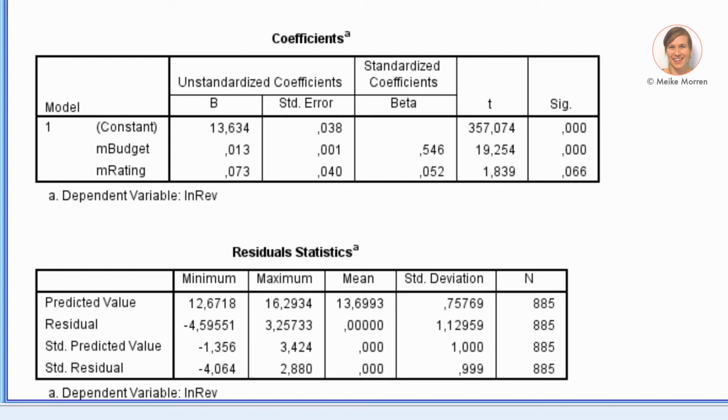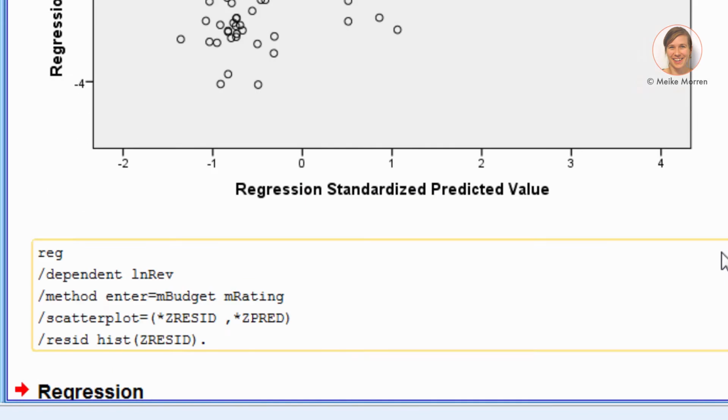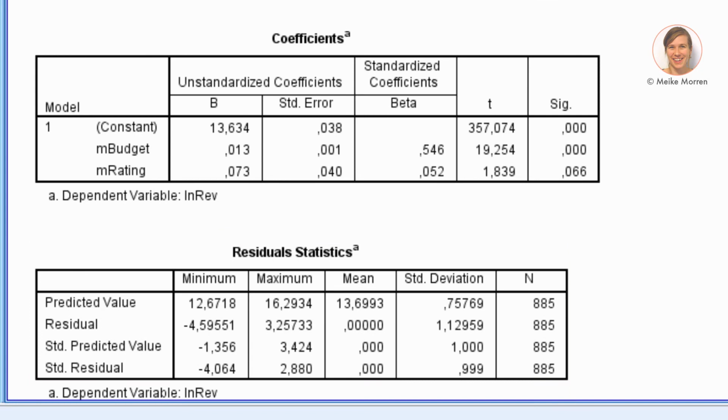Now, if we compare this to the previous results, we see that the constant has changed. Because in this case, where it's still the original value of the variables, the constant signifies the mean level of log revenue for when the budget is 0 and the rating is 0. Now remember again, this 0 does not have a meaning because there is no movie with a budget of $0 and there's no movie with a rating of 0. Therefore, we use this mean centering, meaning that now the constant has a meaning. It is the average level of revenue for a movie with an average rating and an average budget.